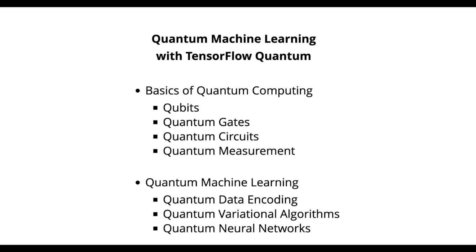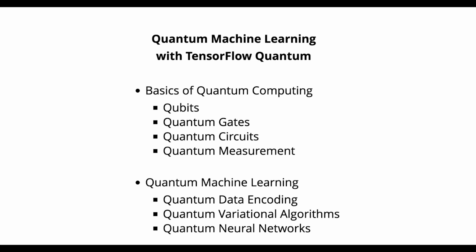Next, we have quantum circuits. Quantum circuits are composed of a sequence of quantum gates applied to qubits, representing quantum algorithms. The last one is quantum measurement. Measurement in quantum computing involves extracting classical information from quantum systems. It collapses the quantum state to a classical state.